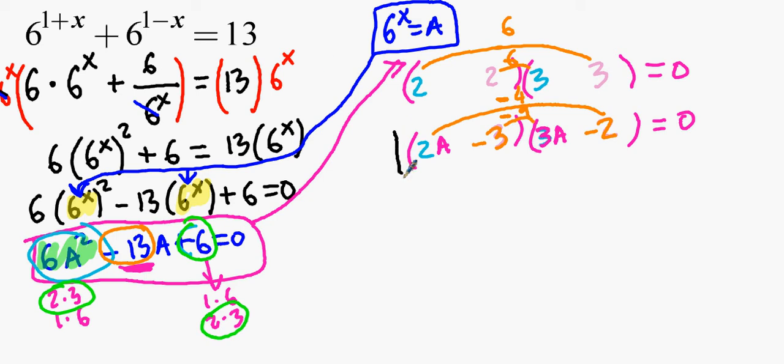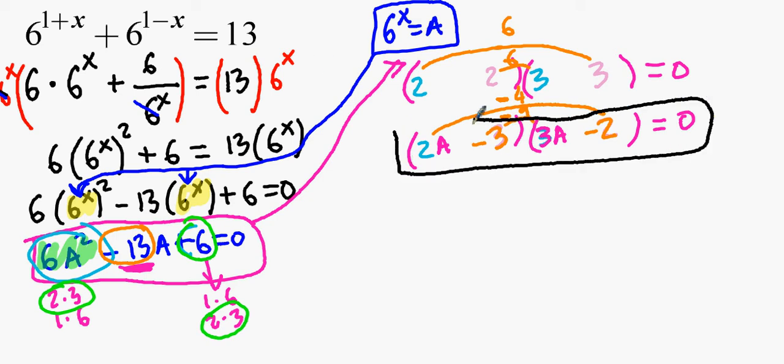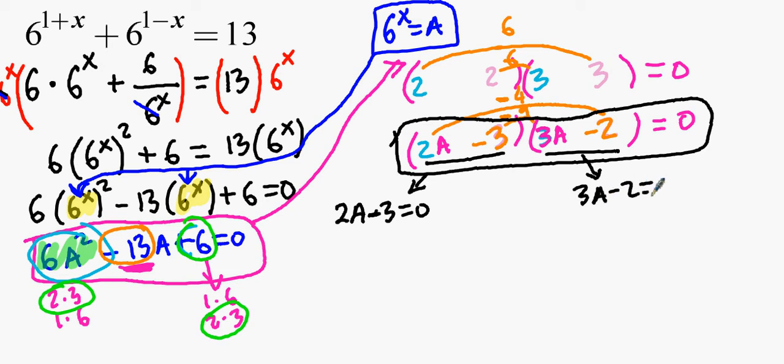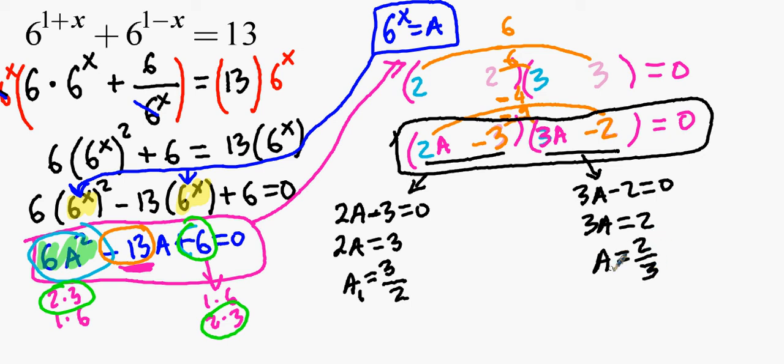So here we have our factor form. Now the question is, we need to solve. Okay, when is this true? So this is only true in two cases. Either this guy here equals 0 or this guy here equals 0. So either 2a minus 3 equals 0 or 3a minus 2 equals 0. So if we solve for a, we have 2a equals 3. So a equals 3/2. That's one option, let's call it A1. Or we have 3a equals 2, and then a equals 2/3. Let's call that A2.